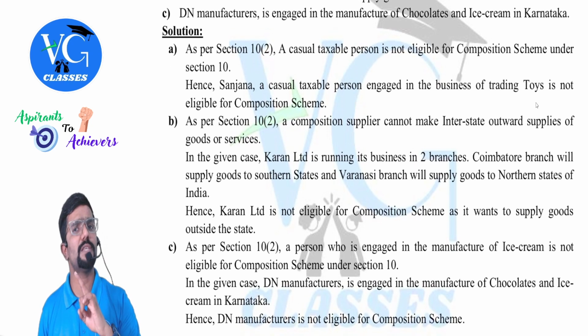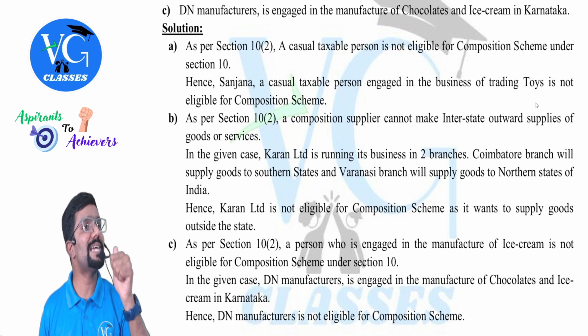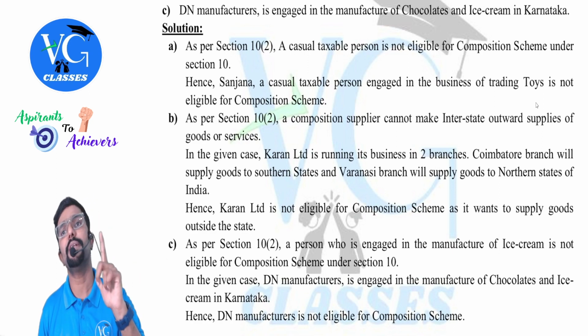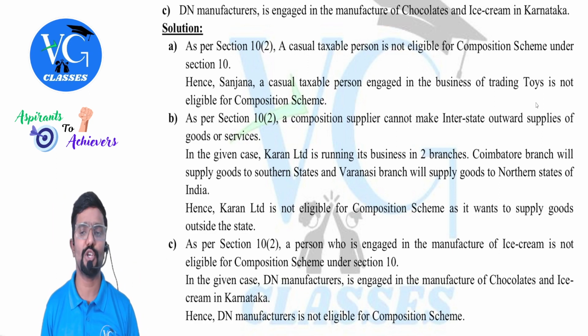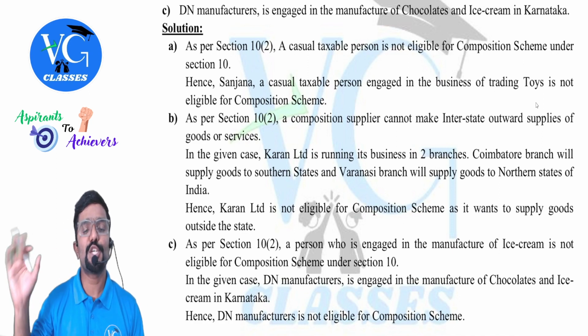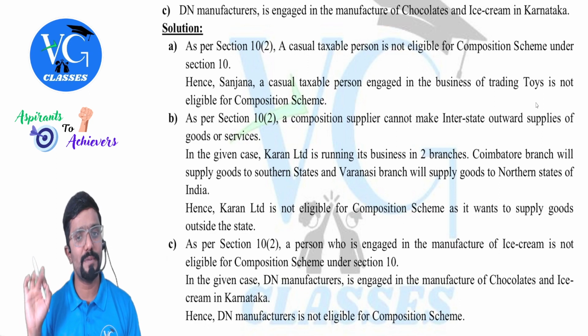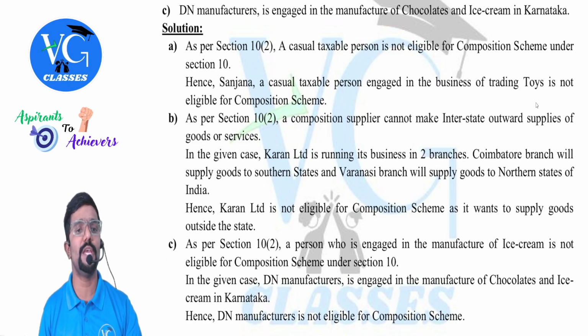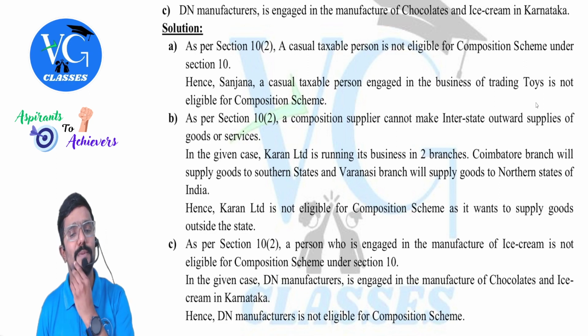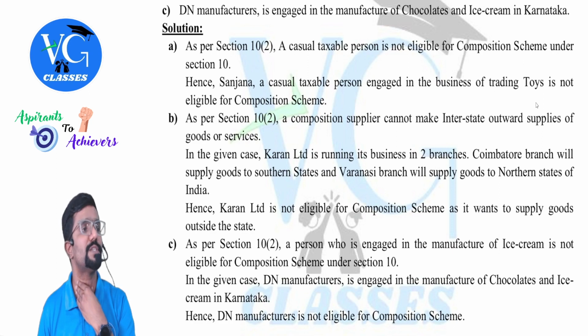And one more person. These two people are special. Who are those? Casual taxable person and non-resident taxable person. In short, I call them as CTP, NRTP. As per section 10.2, a casual taxable person is not eligible for composition scheme under section 10. Hence, Sanjana, a casual taxable person engaged in the business of trading toys, is not eligible for composition scheme, guys.